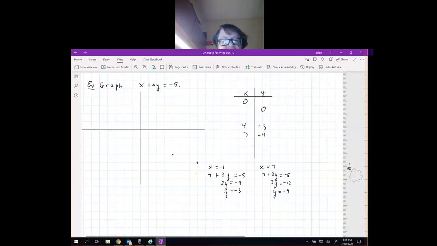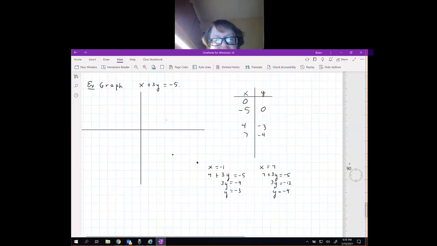But if I wanted to be absolutely certain that I got the correct thing, what could I do next? Find an additional one. One more. This is where you could do Y. Look, if Y was equal to 0, wouldn't this 3Y disappear? If that 3Y disappeared, what would X equal? -5. So that's a good point. That'll work.